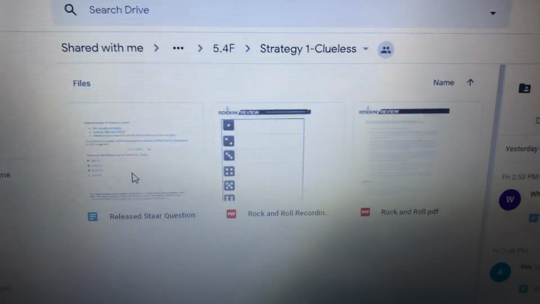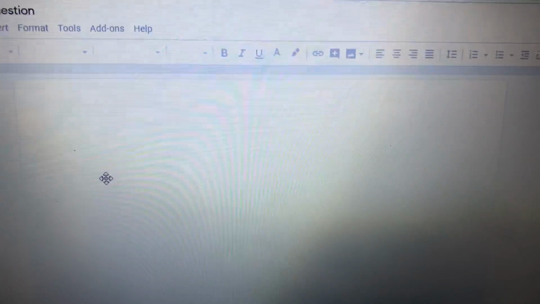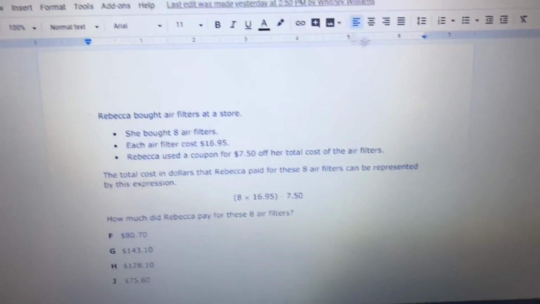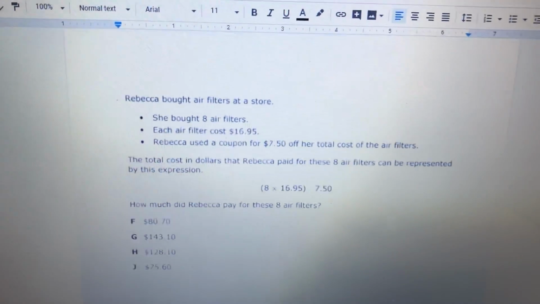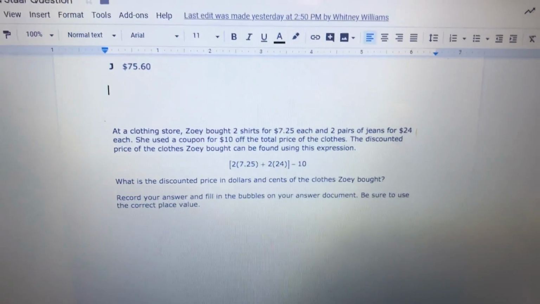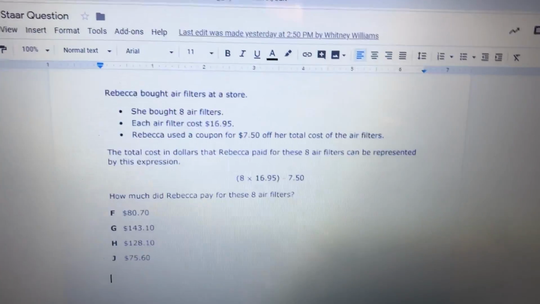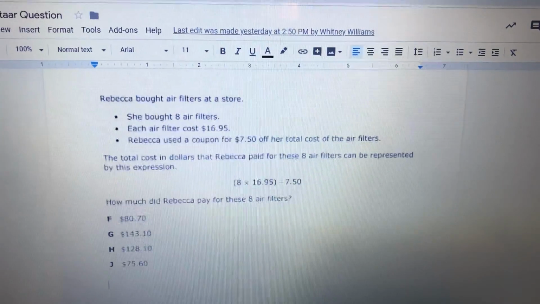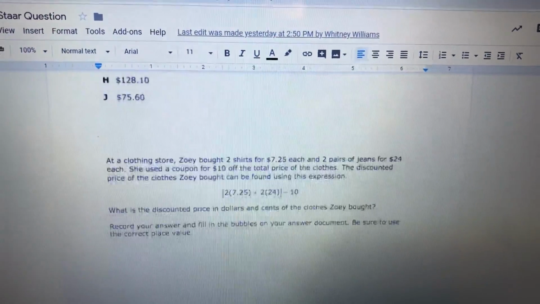So what we did is we went through the released STAAR questions for that TEK, and we snipped the questions. We picked 2, since they're spending 2 days on this TEK. Otherwise it would just be 1. But we picked 2 questions, 1 question per day.